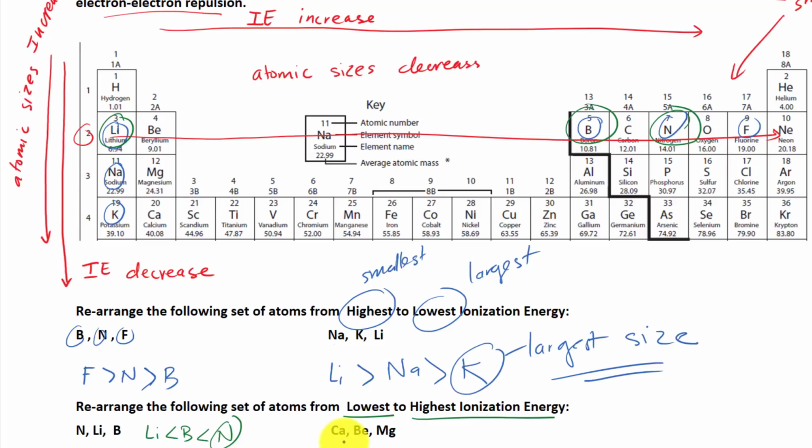Let's try the last one: calcium, beryllium, and magnesium. Now, remember, we're looking for lowest to highest, so going down, it decreases, so the lowest one will be on the bottom. So calcium will be the lowest one, followed by magnesium, and lastly, beryllium. And that is how you apply ionization energy and look at the periodic table to determine the relative amount of energy required to remove an electron from that atom.